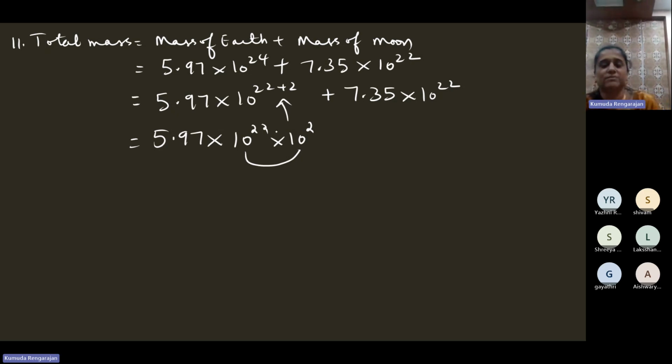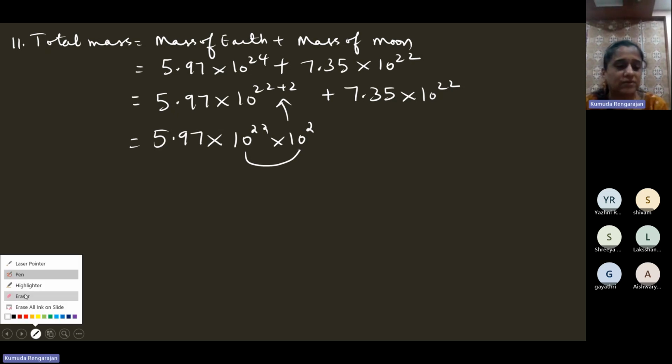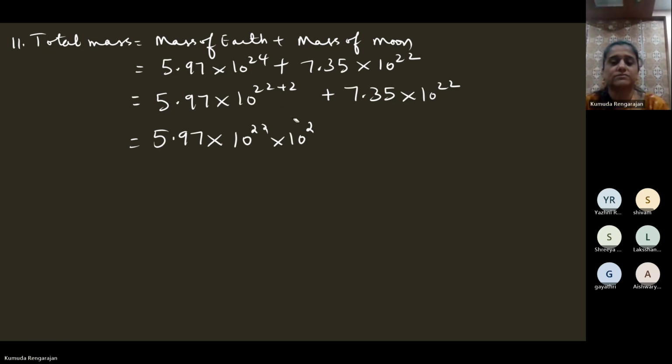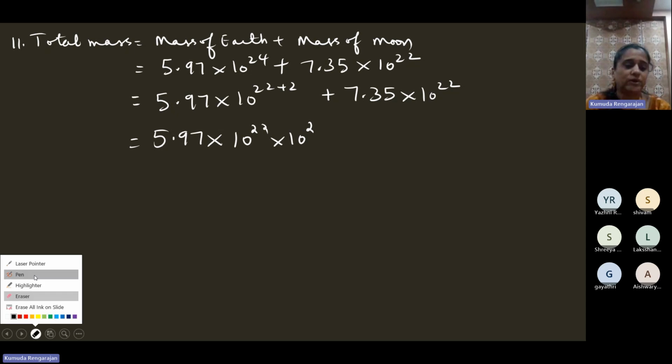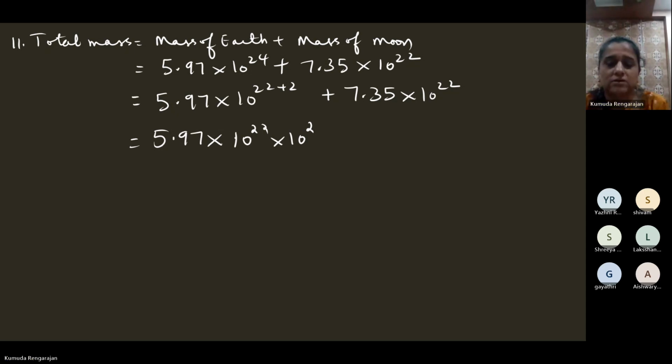So write that earlier step. First write 24 as 22 plus 2. Then how will you have 10 to the power 22 plus 2? It should have been 10 to the power 22 into 10 to the power 2. Plus, no change here. No change in the second one.